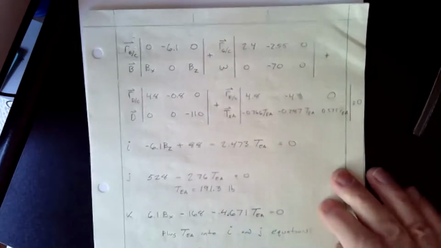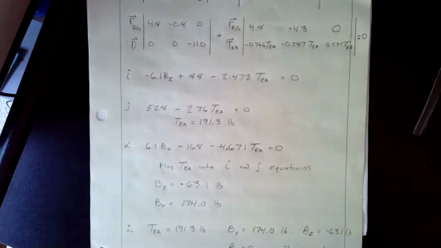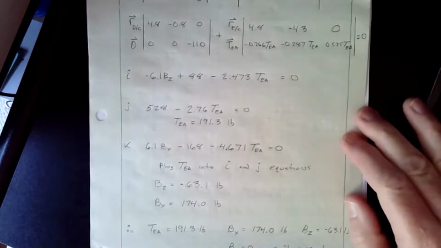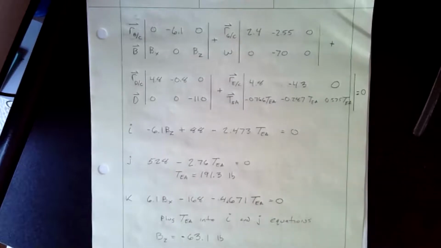A lot of you got the tension, no problem. And then you can plug that back into the i and the k equations, and then you solve for your respective reactions. So you get Bz equal to negative 63.1, Bx is roughly 174. And those are the answers. So anything unusual about this problem? Any comments on it? Any questions? Makes sense now? Everyone knows exactly how to do it?